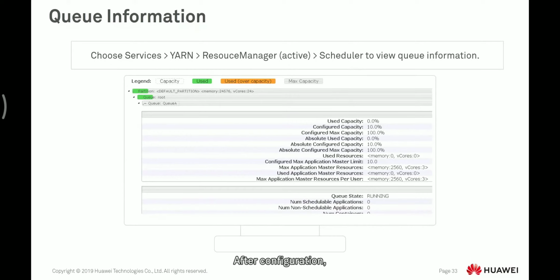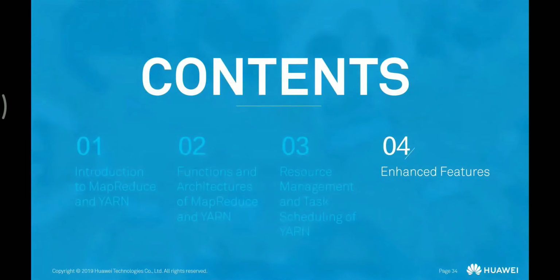After configuration, users can view the queue information by the FusionInsight Manager Web UI. This figure shows the information of QA, including used capacity, configured capacity, and so on. The last part is the enhanced features of Yarn in FusionInsight.